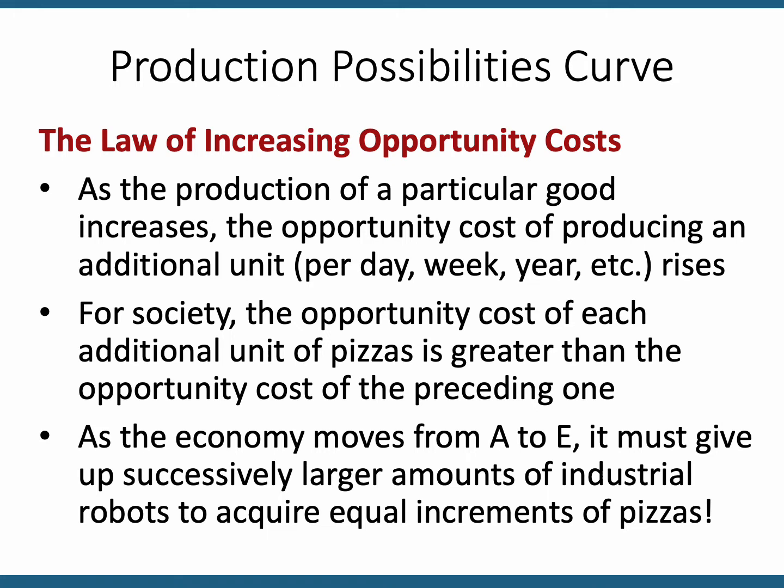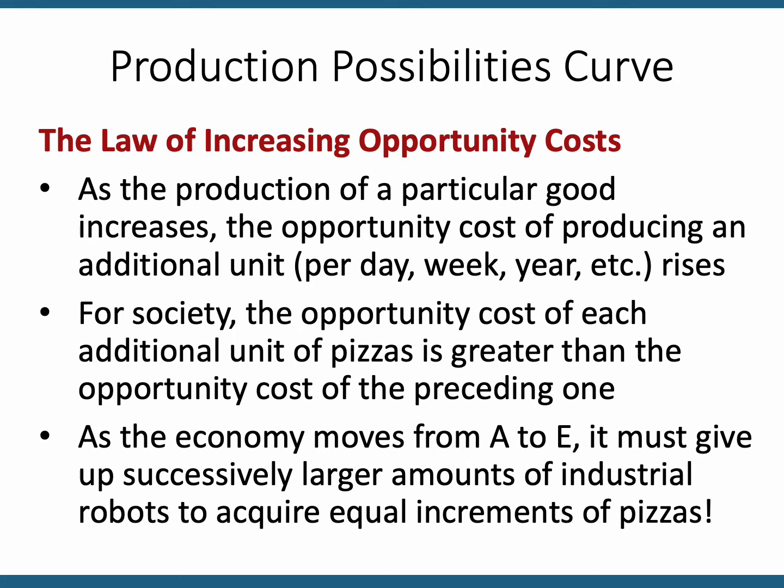Why is it the more you produce of something, recognizing that you're attracting resources into this market or recruiting them, and these resources are coming out of some other market, the cost to the system rises the more of that thing you produce. As the production of a particular good increases, in this case it was pizzas, the opportunity cost of producing an additional unit per day, per week, per year rises.